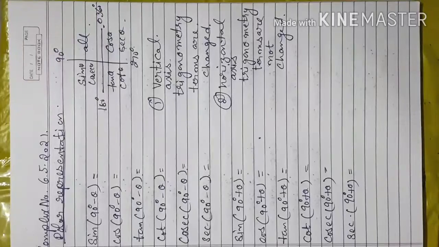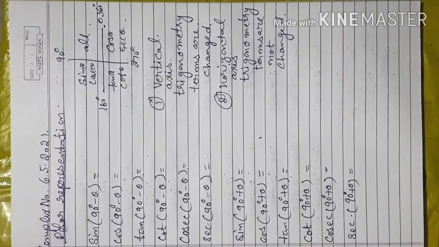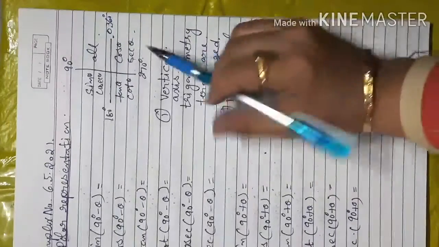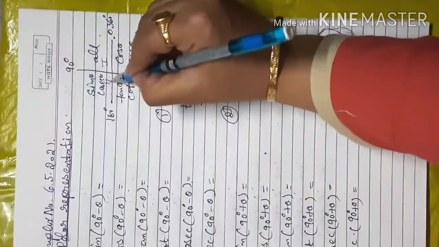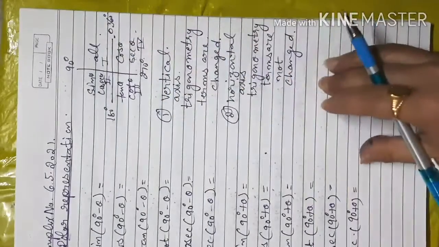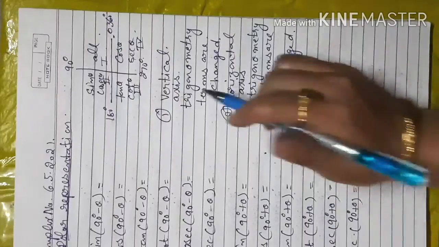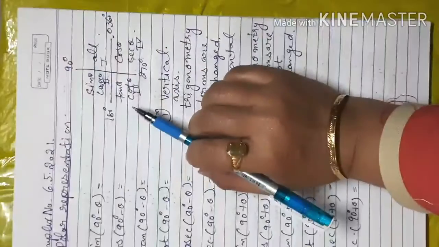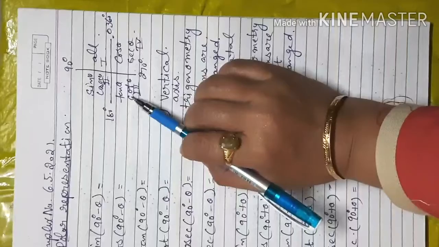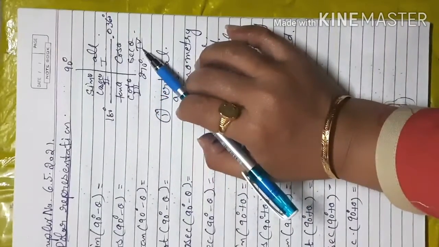Hi, good morning everyone. Yesterday we already discussed the quadrant rules: the first quadrant, second quadrant, third quadrant and fourth quadrant. In the first quadrant, all 6 trigonometric terms are positive, and in the second quadrant sine theta and cosecant theta are positive. In the third quadrant tan theta and cot theta are positive, and in the fourth quadrant cos theta and secant theta are positive.